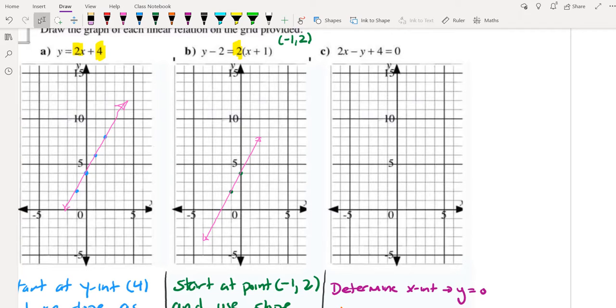Okay, so you simply plot your 2 points. Our y-intercept was at 4. Our x-intercept was at -2.